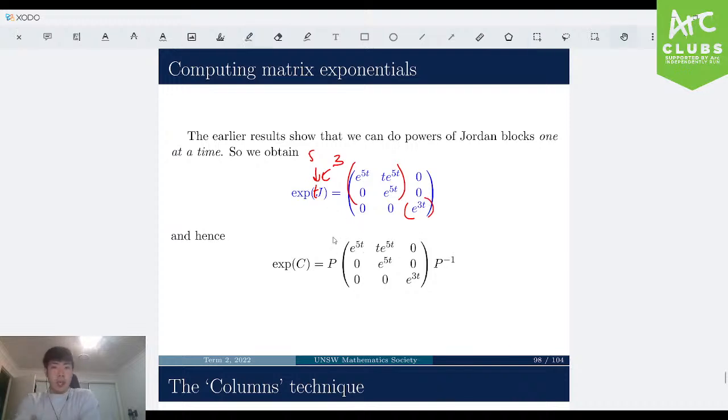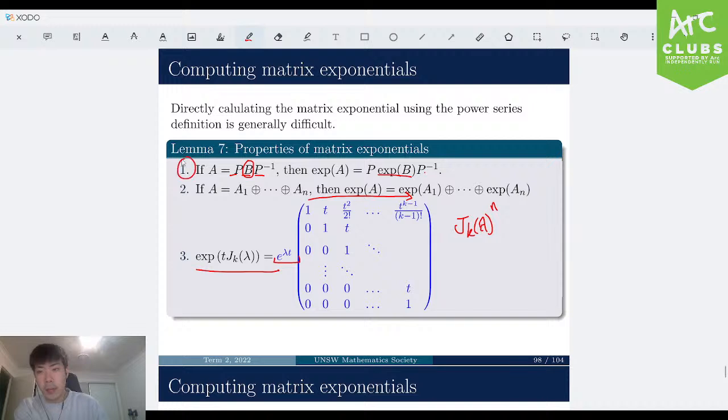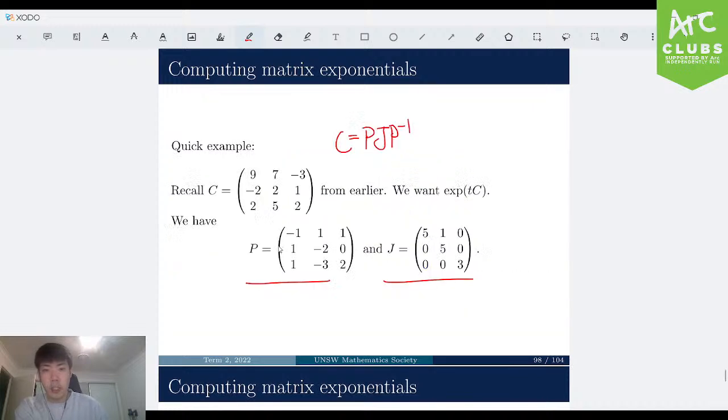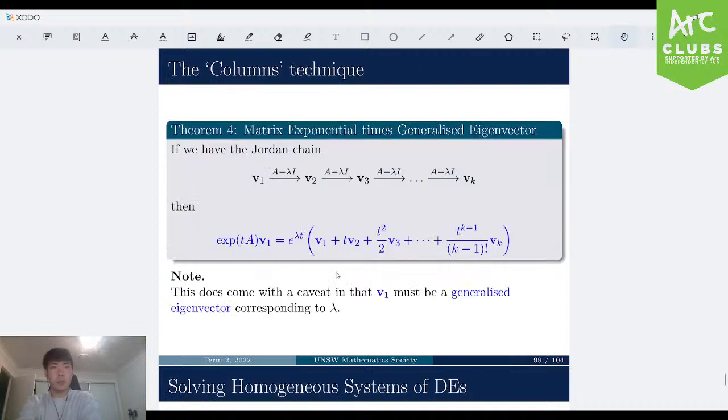All right, and so for e to the power of tC, since C can be rewritten as P times J times P inverse, we can apply the first lemma here. And so it just becomes P on each side of what we just calculated. All right. That's a simple example.